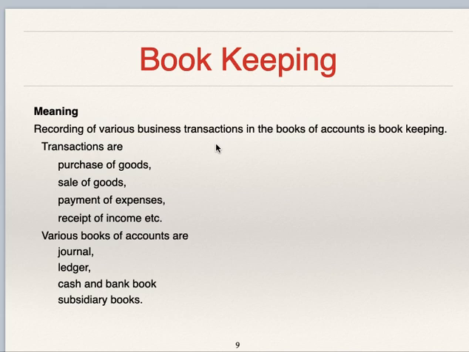And these transactions to be recorded in various books. So, which are these books? These various books are journal, ledger, cash and bank book, subsidiary books, etc. Subsidiary books are purchase day book, sales day book, return inward book, return outward book, bills receivable book, bills payable book. Even cash book comes under subsidiary books.